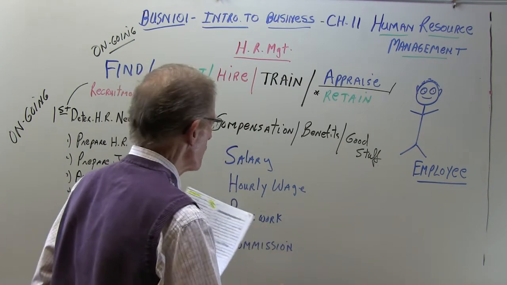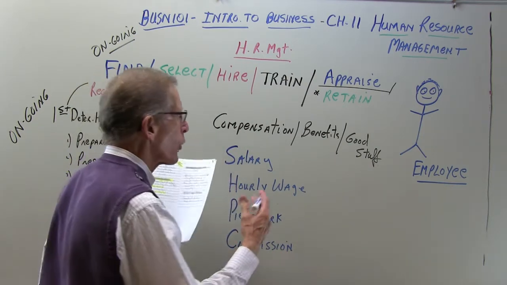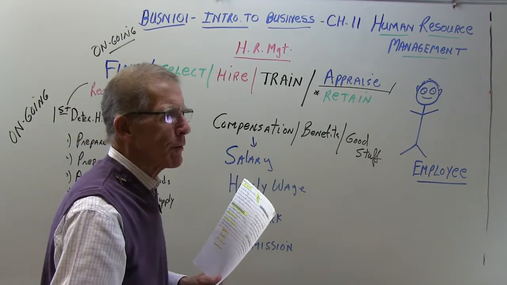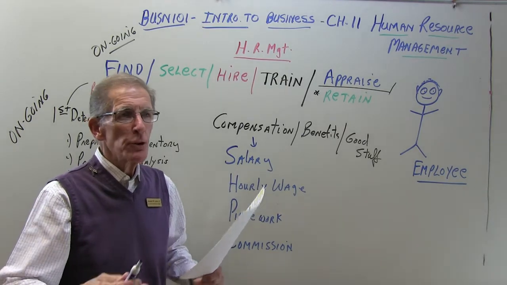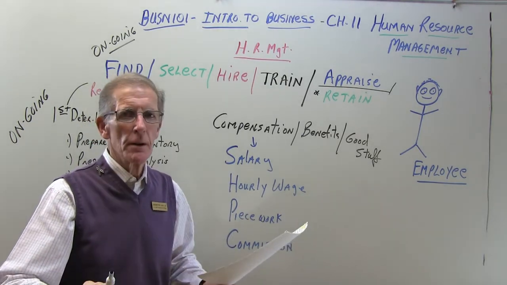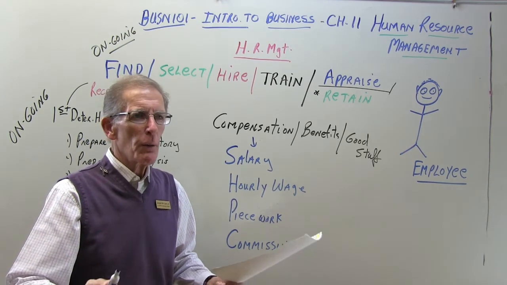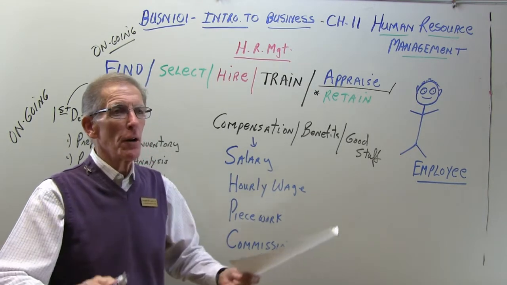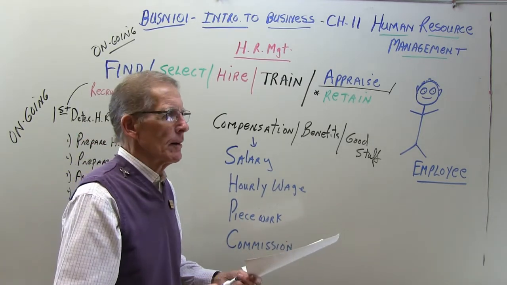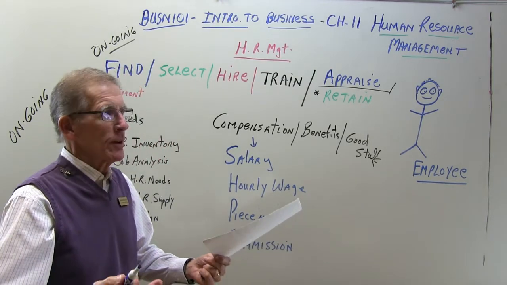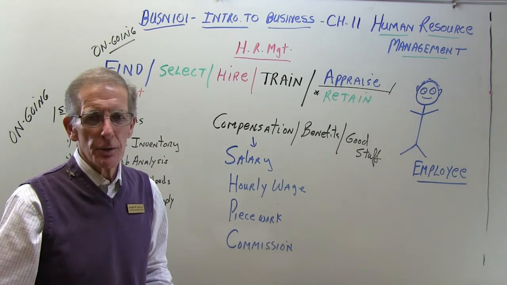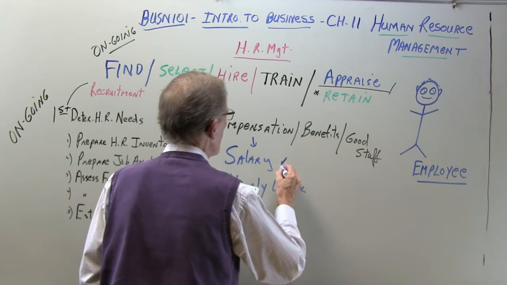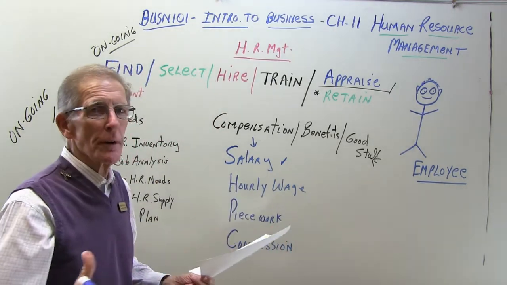All right. I want you to be familiar with these 4 ways that people are compensated. And you are familiar with what salary is. It's so much per month, so much per year. Your salary is $50,000 a year. That would be a salary. Or your salary is $60,000 a year, or your salary is $5,000 a month. So we know what a salary is. That's a fixed amount of compensation for a period of time.